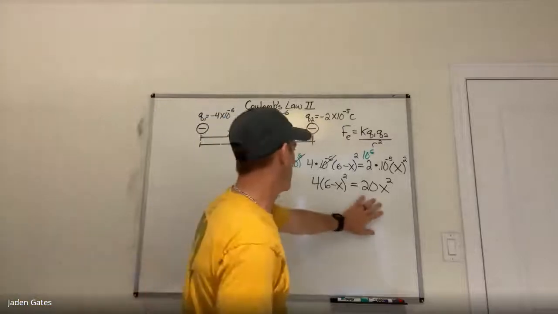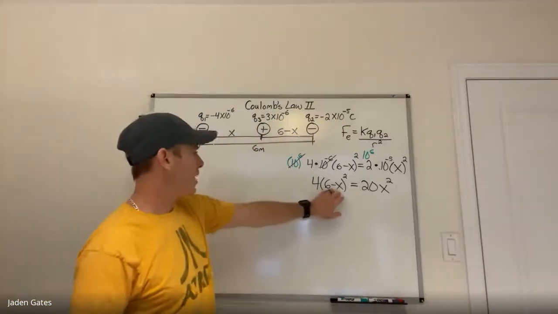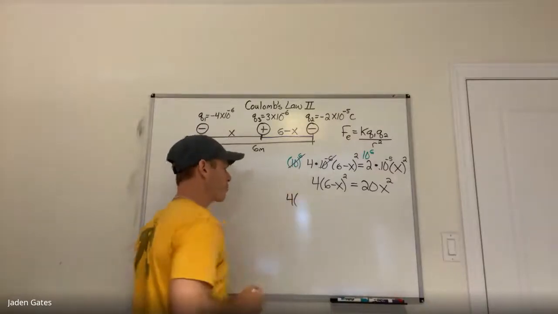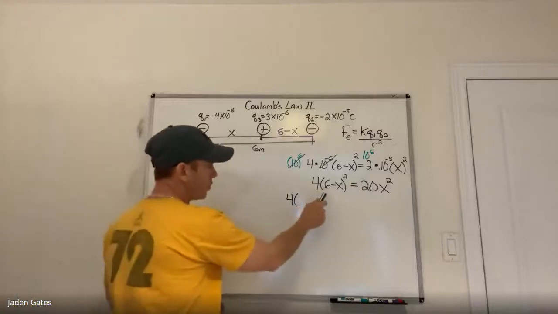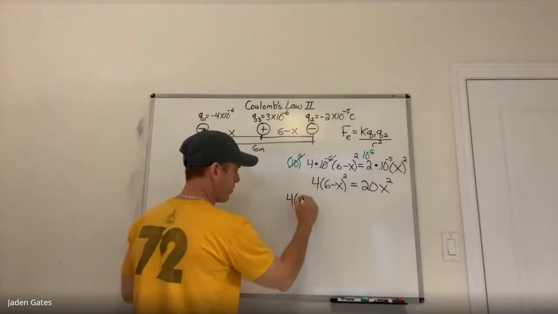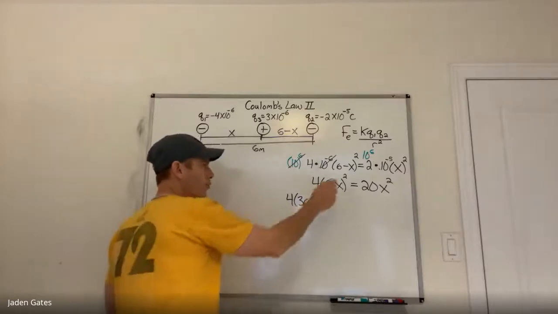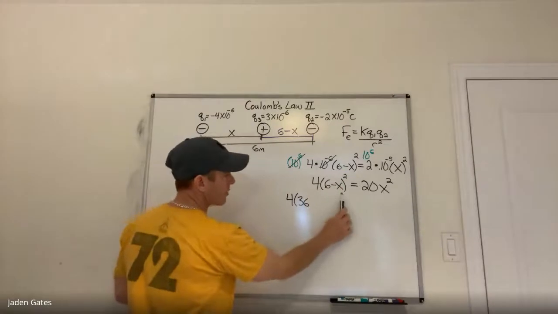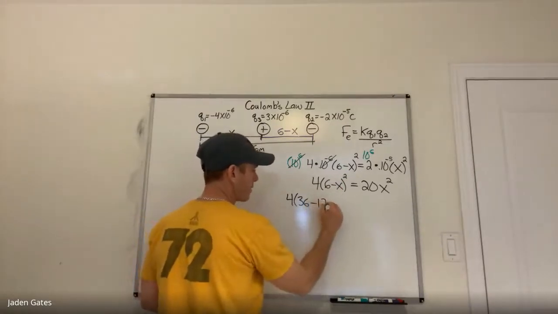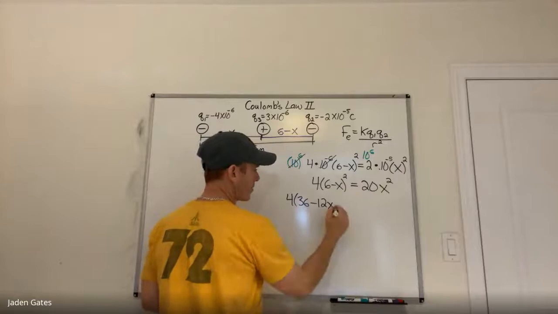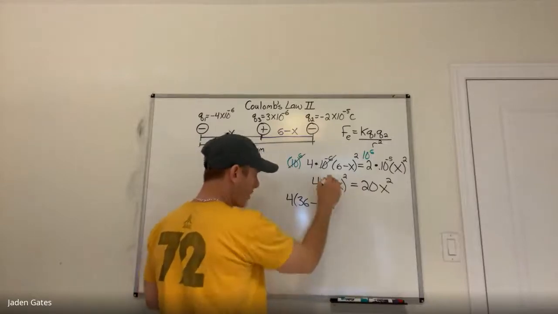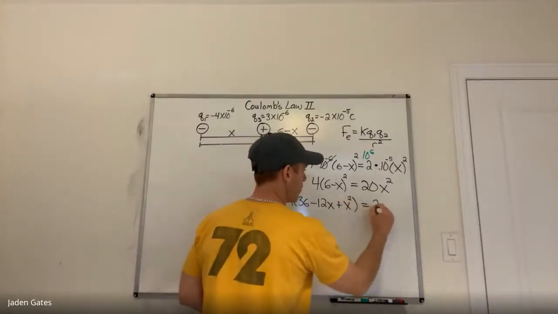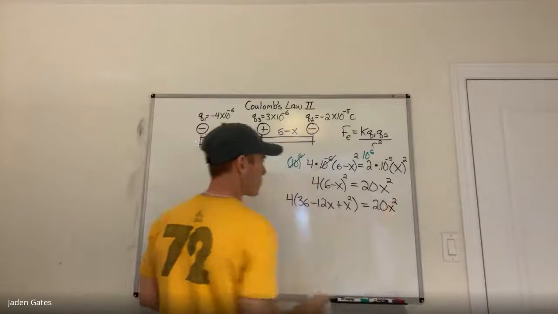All right, now here's what we're going to do. A little bit of math. I'm going to have to expand this binomial squared, which oddly a lot of grade 12 students don't know how to do. But what you do is you square the first term. 6 squared is 36. Then I go 2 times negative x times 6. Well, 2 times negative x is negative 2x. Times 6 is negative 12x. And then I square the negative x, so I get positive x squared. And that's going to equal 20x squared.